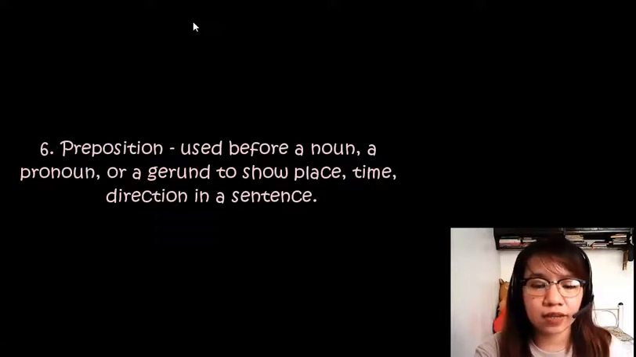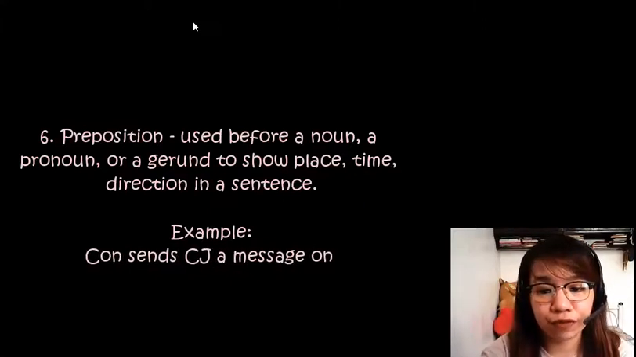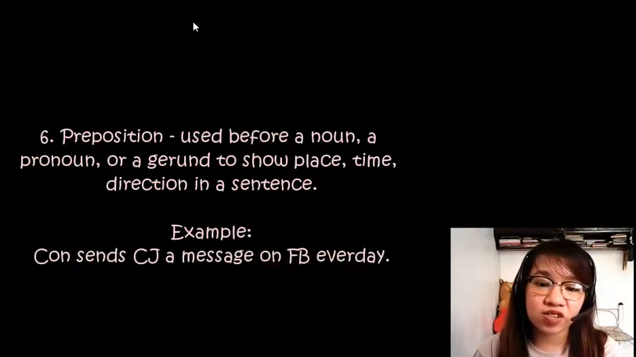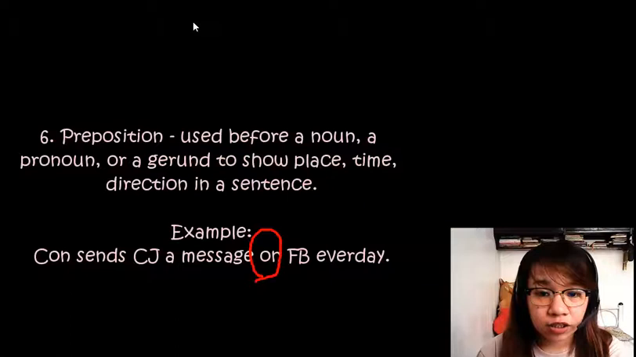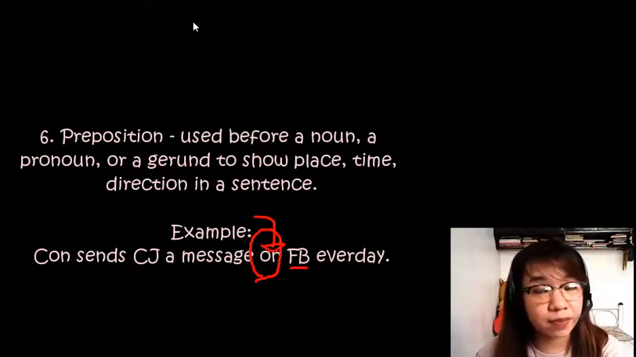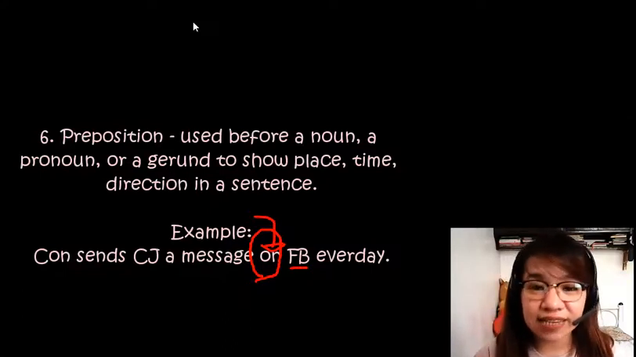So let's have the example again. Con sends CJ a message every day, but this time we put two words, "on FB." Here, "on" serves as the preposition, and FB is a noun. "On" tells where CJ receives the message, or where Con sends the message. Con sends CJ a message on FB every day. So that's it for number 6, preposition.